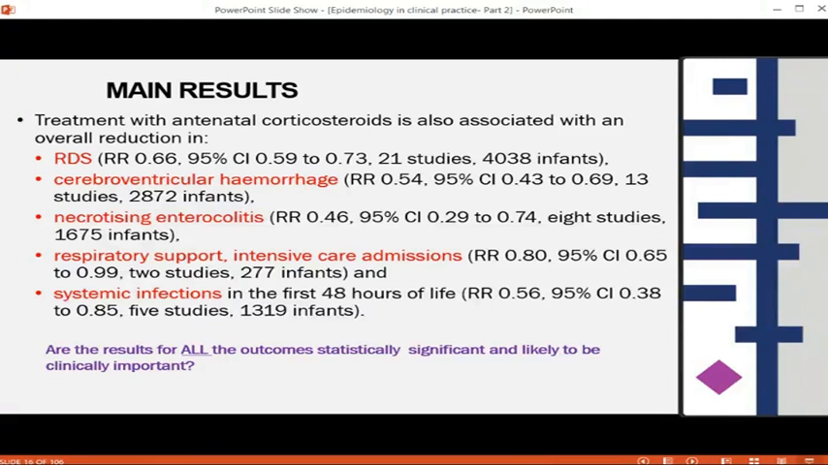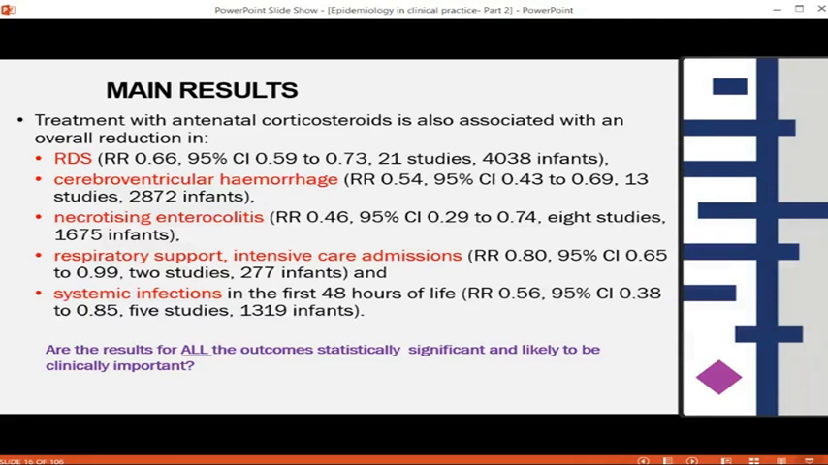0.85 could also be good, depending on the outcome. If you feel that a 15% reduction in systemic infections in the first 48 hours of life is important, then that's good. So as you can see, they've moved away from just looking at p-values to tell us how useful an intervention is to starting to look at relative risks and confidence intervals.